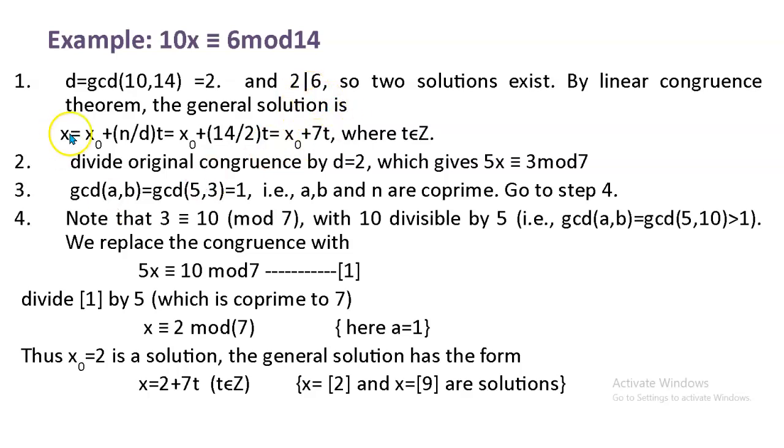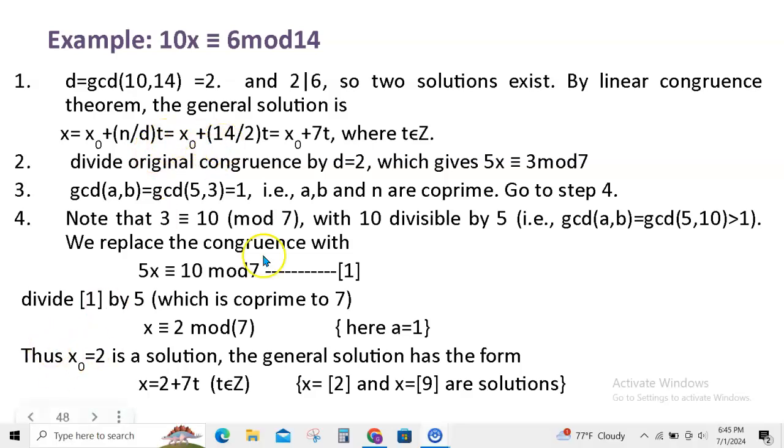So to find the general solution, you can use this formula x is x0 plus n by d times t, that is equal to x0 plus 7 times t. Then we divide this congruence by d, that is equal to 2. So we will get 5x congruent to 3 mod 7. Then we have to again find the GCD of a and b, of 5 and 3. So we get 1, which means they are all relatively co-prime. So we have to go to the next step.